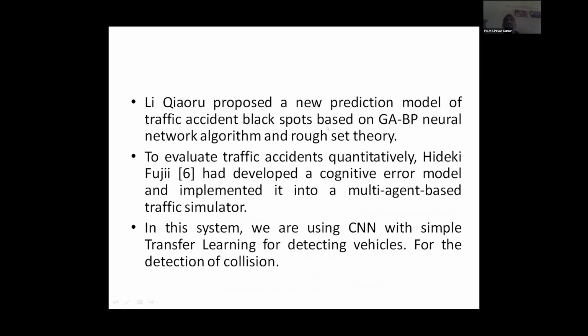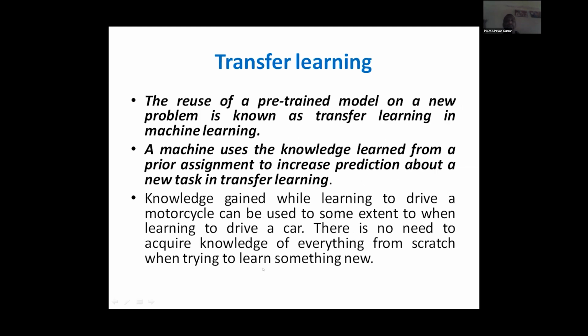In the literature, one work proposed a new prediction model of traffic accident black spots based on the GA-BP neural network algorithm and upset theory. To evaluate these traffic accidents quantitatively, Hideki Fuzzy developed a cognitive error model and implemented it in a multi-agent based traffic simulator. And in this system, we are using a CNN with simple transfer learning for detecting vehicles, and for the detection of collision. This approach gives better performance than the previous approaches.